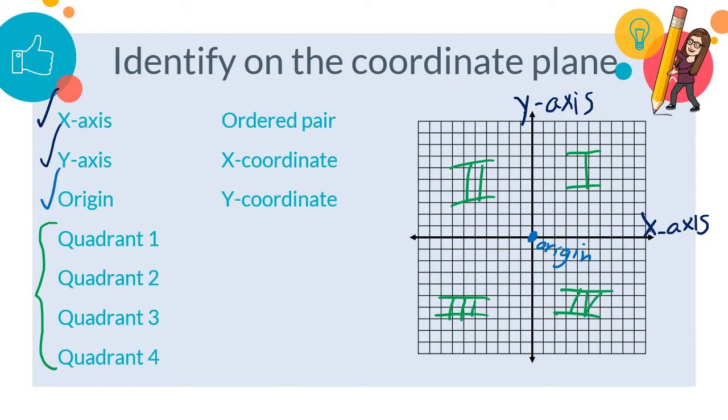An ordered pair is x comma y. Therefore, the x coordinate is always first, and the y coordinate is always second. Now those coordinates can occur anywhere on your coordinate plane.